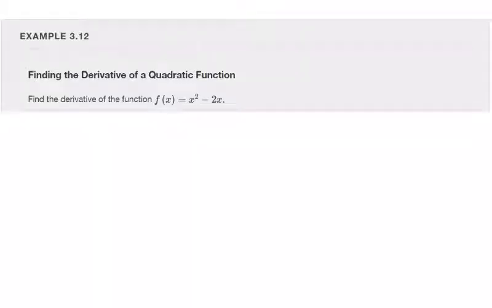All right, let's try this next one. So here, same thing. This time it's a quadratic function. We want to find the derivative, and so we want to find f prime of x. And we know that the formula for that is the limit as h approaches 0 of f of x plus h minus f of x all over h, right?